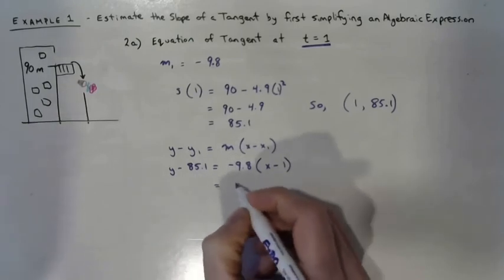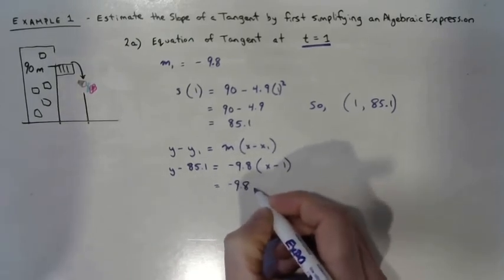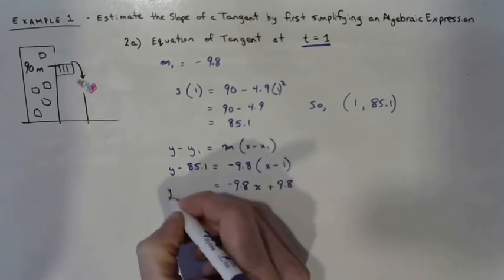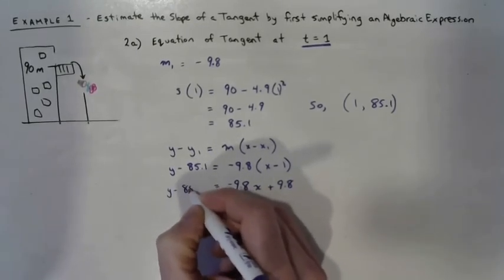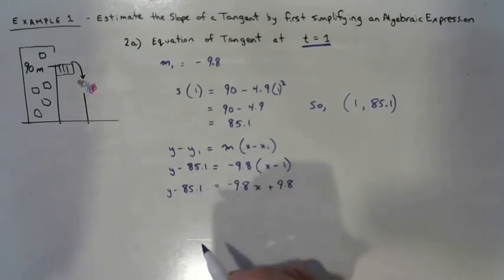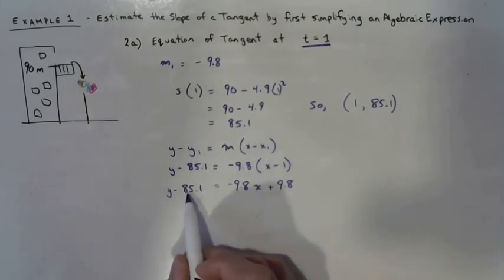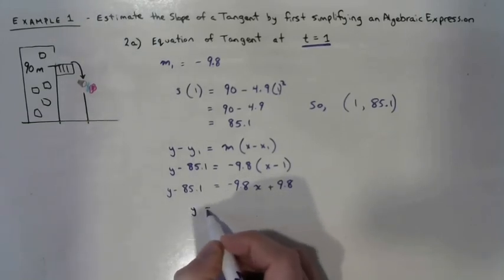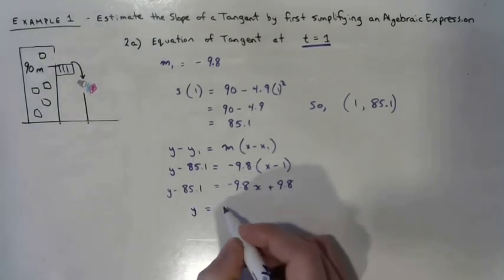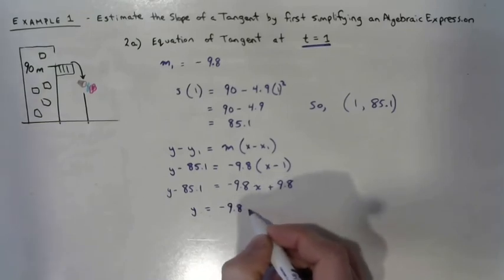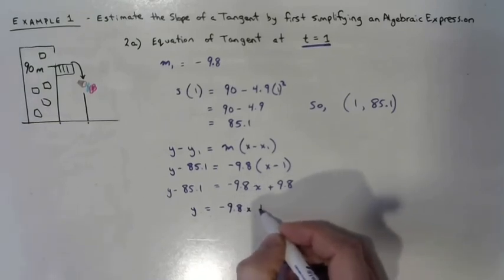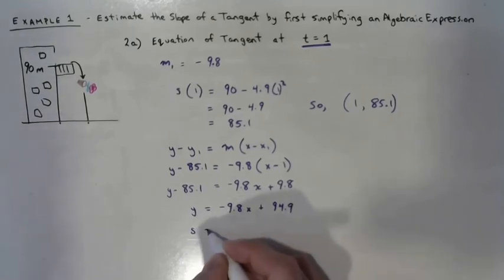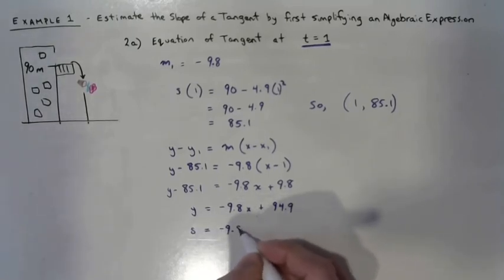So here we go. Negative 9.8x plus 9.8 on the right. y minus 85.1 still on the left. Now I'm going to add 85.1 to both sides, leaving me with just y on the left, and on the right we've got negative 9.8x plus 94.9. We're going to put that in terms of s and t.